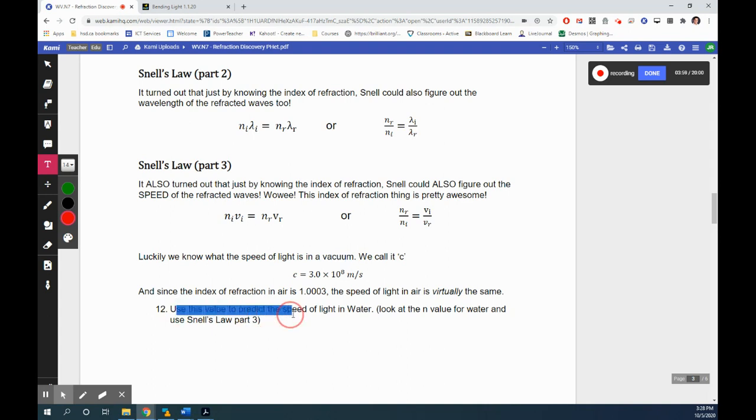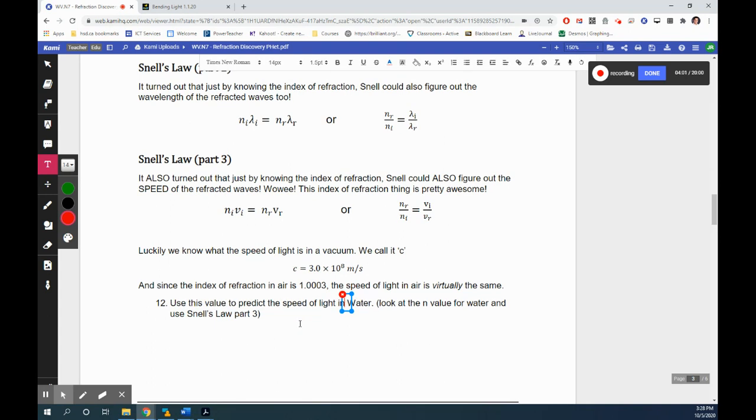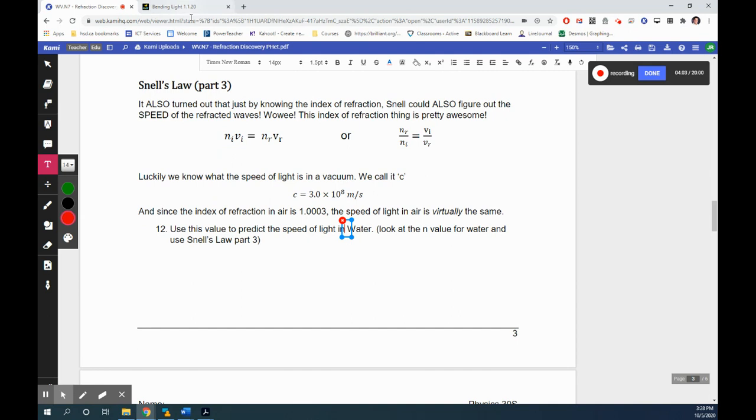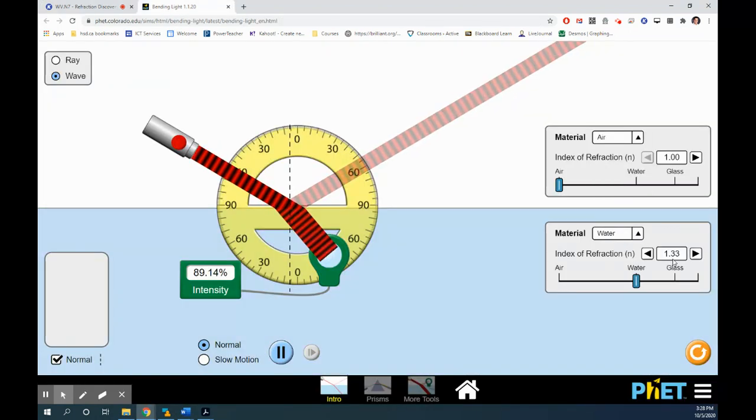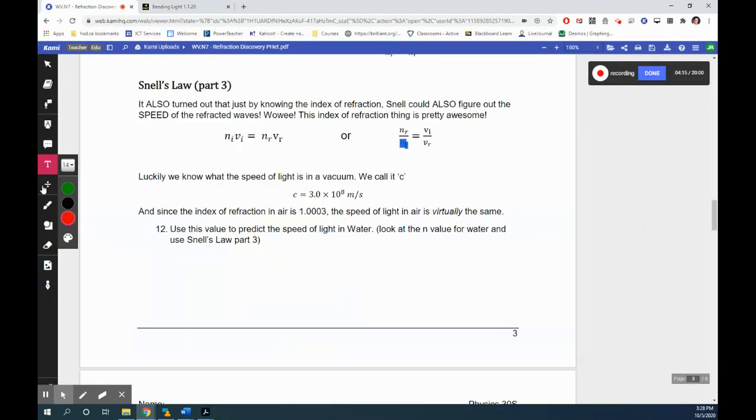And we can use this to predict the speed of light in water. And so let's see if we can predict it. We just need to remember, well, we know the index of air is 1. What's the index in water? We just go to water, and the index is 1.33. And so we can use this now because we know the speed of light in air. And so if we use our equation, we can say NR, in this case, the water's index of refraction, is 1.33.